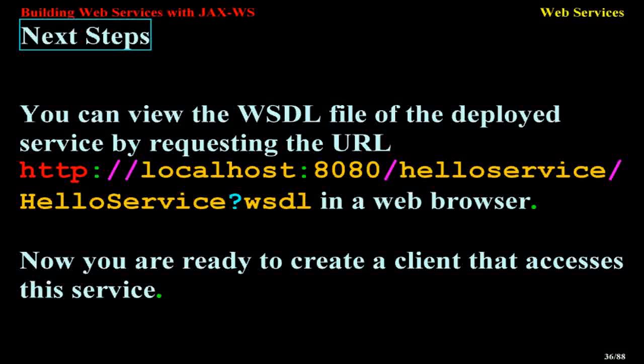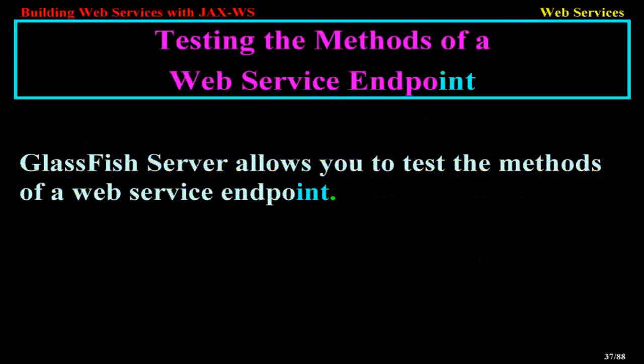Next steps: You can view the WSDL file of the deployed service by requesting the URL http://localhost:8080/helloservice/HelloService?WSDL in a web browser. Now you are ready to create a client that accesses this service. Testing the methods of a web service endpoint: the GlassFish server allows you to test the methods of a web service endpoint.